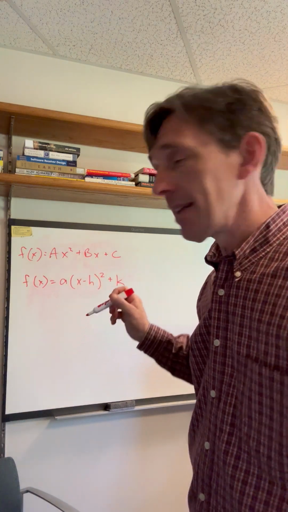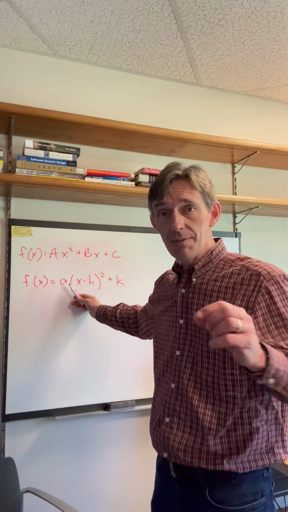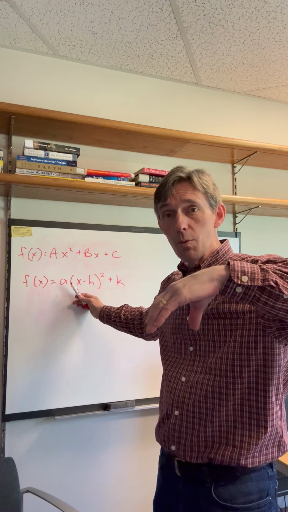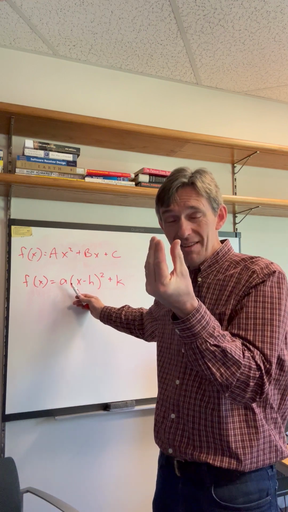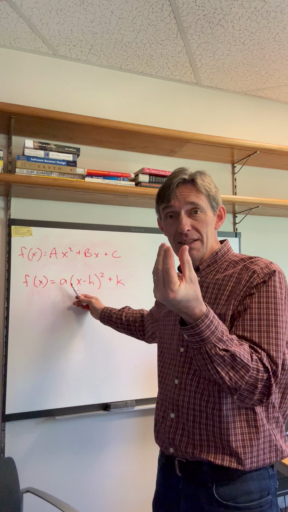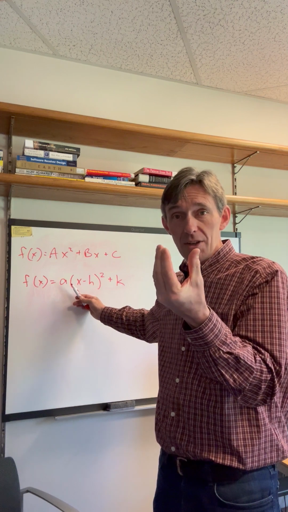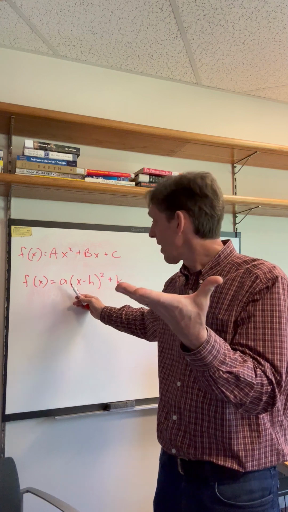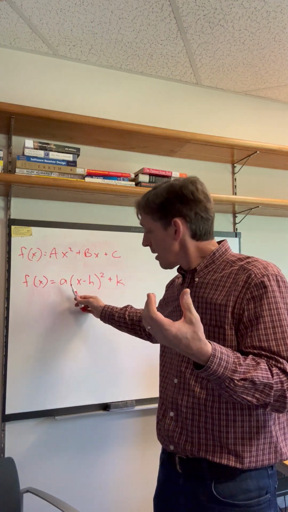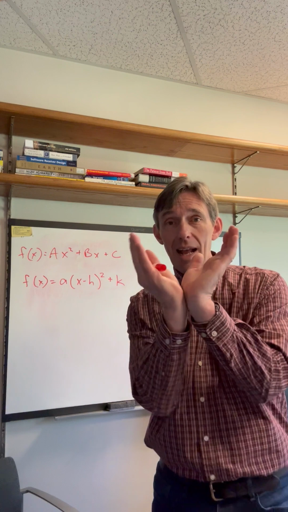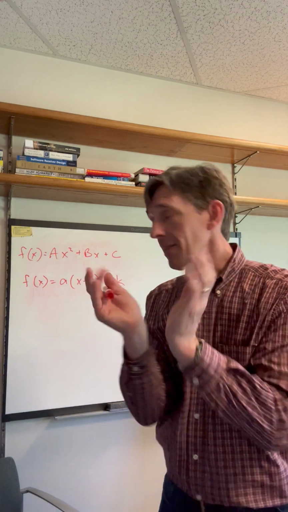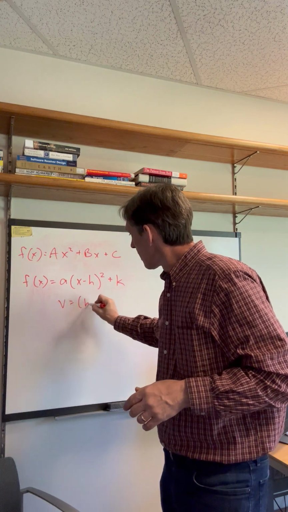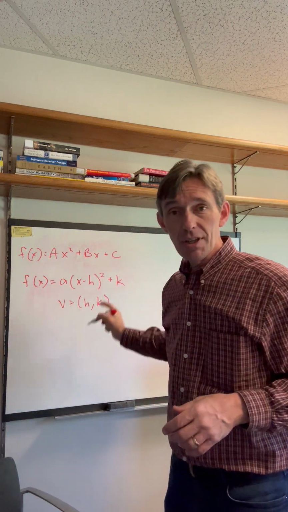At a glance, I can tell if A is positive, the thing opens upward. If it's negative, it opens downward. If it's greater than 1, it's a tighter parabola, narrower. If it's between 0 and 1, so a fraction like 1/2, 1/3, 1/8, 2/9, whatever, that widens the parabola out, makes it a little flatter like this. My vertex is at H and K.